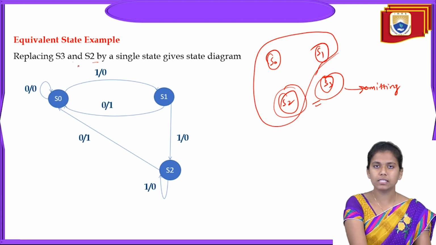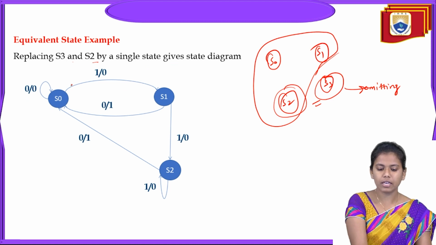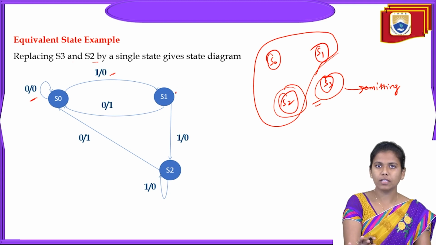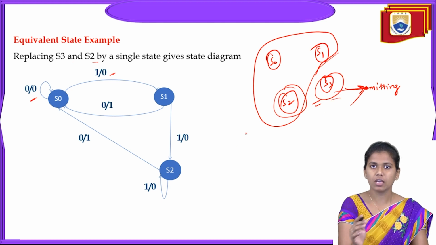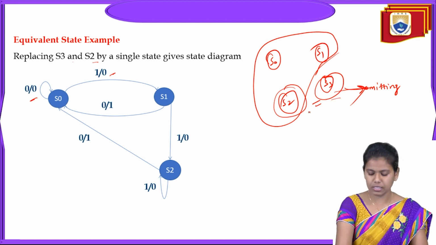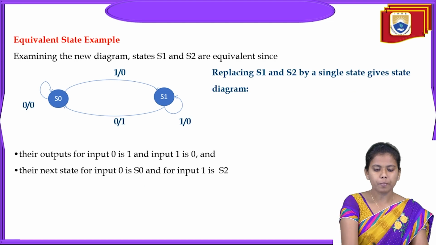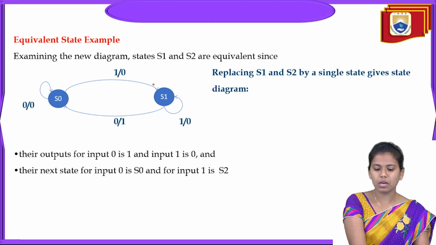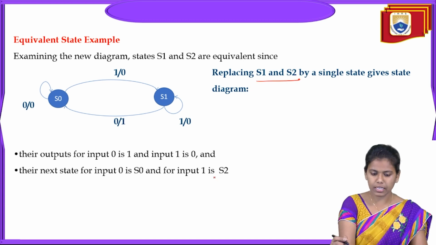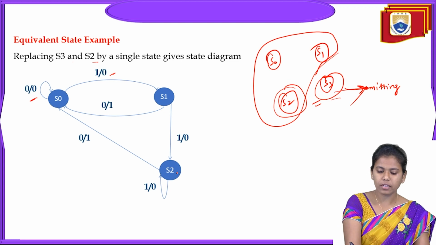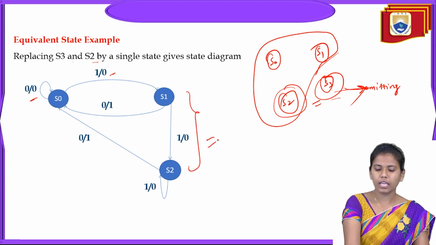So, replacing S3 and S2 by a single state in the state diagram, all the inputs and outputs with respect to all the states are the same. The only thing I did is omit this state. Why? Because S2 and S3 are equivalent. And then finally, examining the new diagram, now the states S0, S1. Now S1 and S2 can be replaced by a single state. S0, S1, right? And now these two are equivalent.